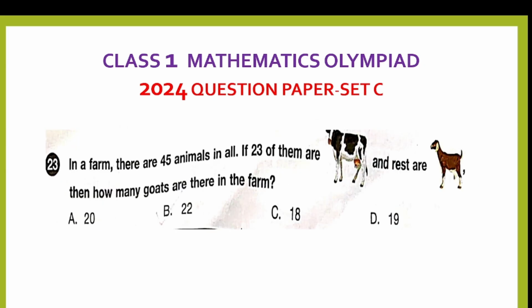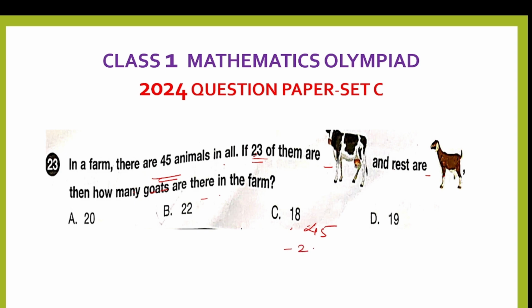Next question. In a farm there are 45 animals in all. If 23 of them are cows and the rest are goats, how many goats are there in the farm? So how many total animals? There are 45 total animals.